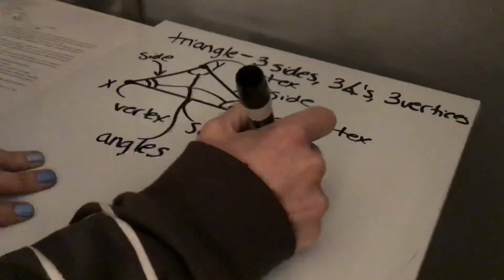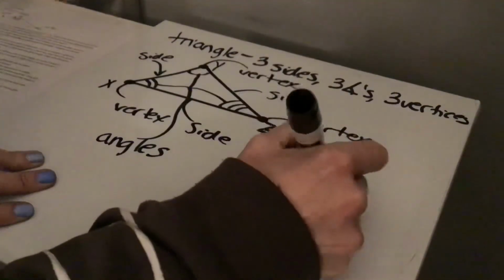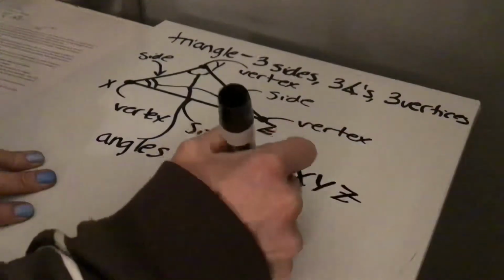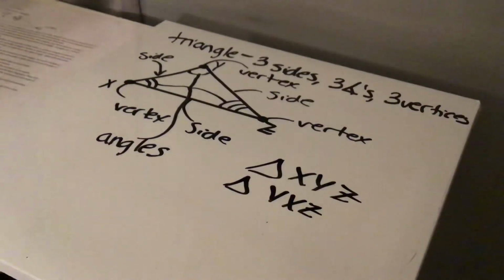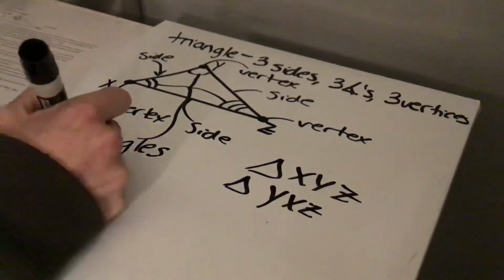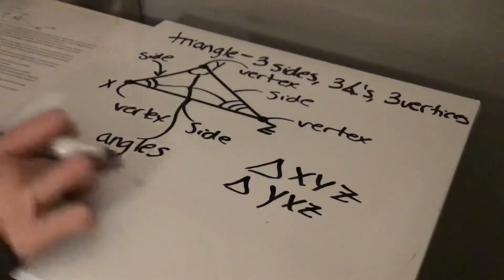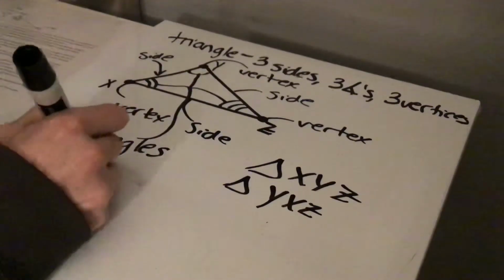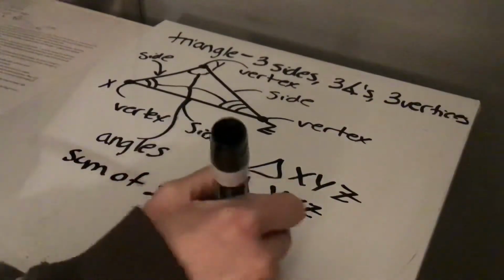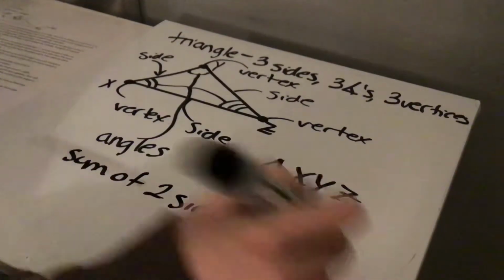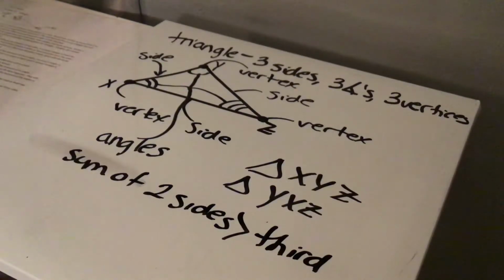We use a symbol, so we can say this is triangle X, Y, Z. You can put the letters in any order, okay? They're all the same. So that should be a Y. In a triangle, the sum of the lengths of 2 sides has to be greater than the third. Okay, and that's true for all triangles.